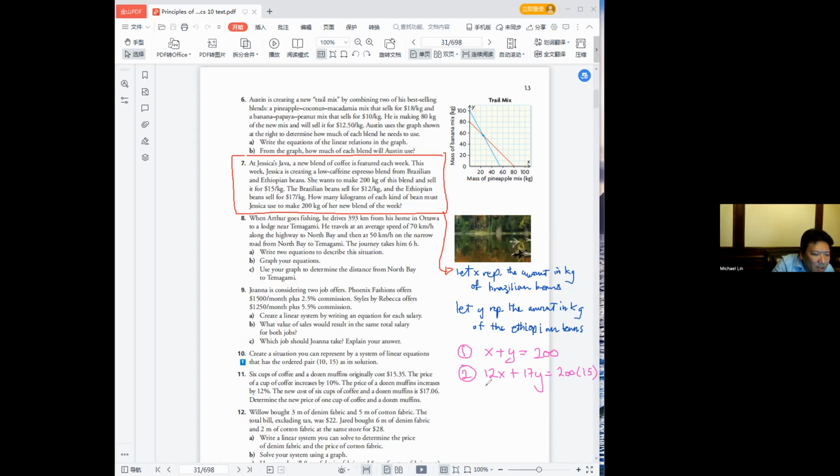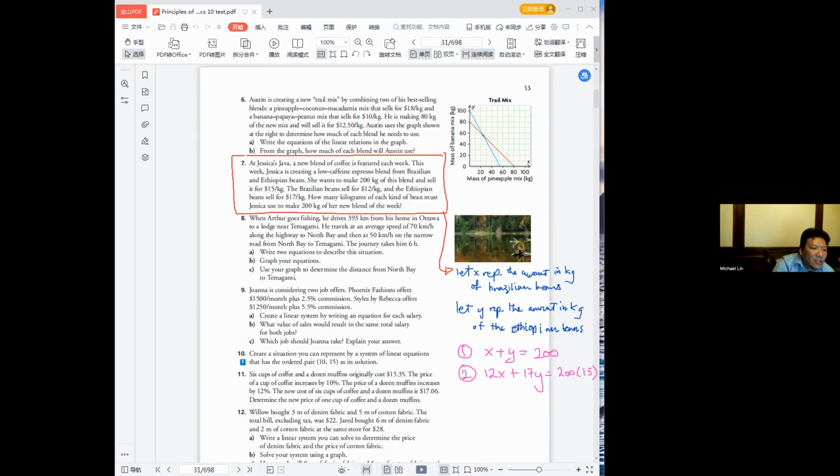So in other words, the amount of money that I'm putting in from my Brazilian beans, because it's in dollars, right? Because it's $12 per kilogram. If you think about it, $12 per kilogram multiplied by X kilograms. Kilograms and kilograms will cancel out. I'm left with just dollars, right? $12 times X. Okay. So in other words, the amount of dollars I put in for my Brazilian beans, plus the amount of dollars that I sell my Ethiopian beans for is going to be equal to my final blend times 15, because I said that my blend is going to be 15. So now that I have my equations, it's easy for me to solve.